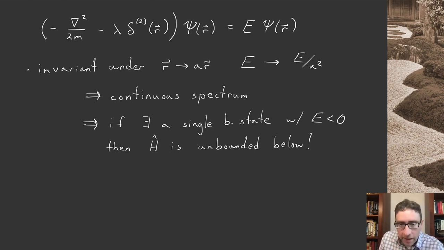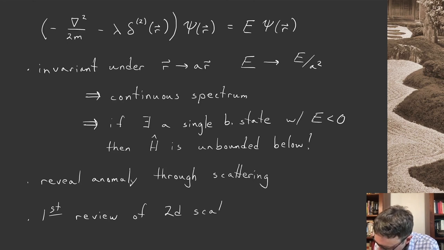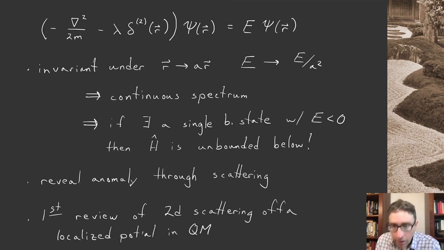So let's try to reveal the anomalous behavior of the system through a scattering experiment. And to do that, I need to review a few facts about scattering in quantum mechanics, which, if you're like me, you studiously ignored the first time you took a quantum mechanics class. So the first thing to do is a review of 2D scattering off a localized potential in quantum mechanics. This is almost certainly something you didn't do in the main lecture in a quantum mechanics course.